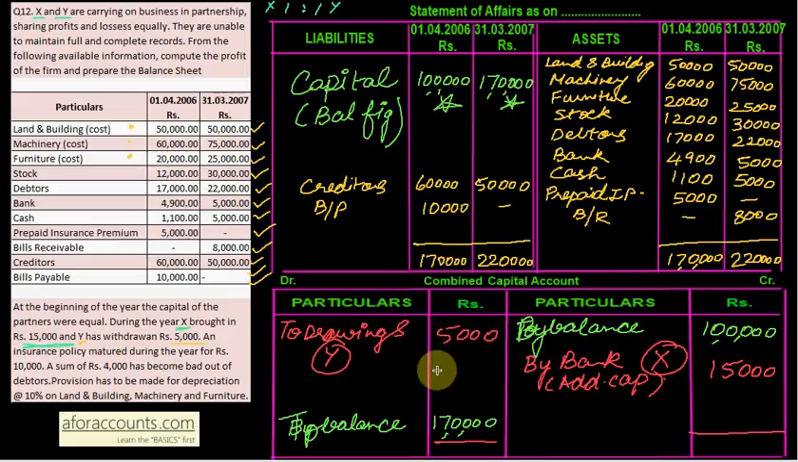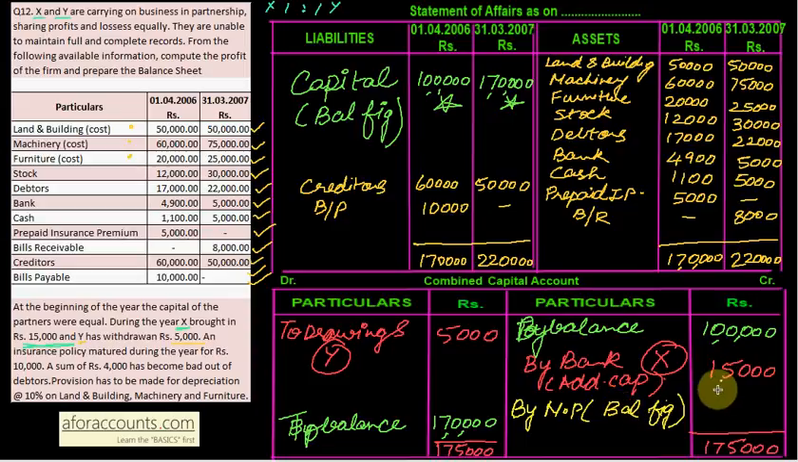Okay. Now we will make the total 1,70,000 plus 5, 175. And the net profit will be your balancing figure. Net profit before adjustment will be your balancing figure, and that will be 175 minus 1 lakh minus 15,000, which is 60,000. Net profit is the balancing figure.